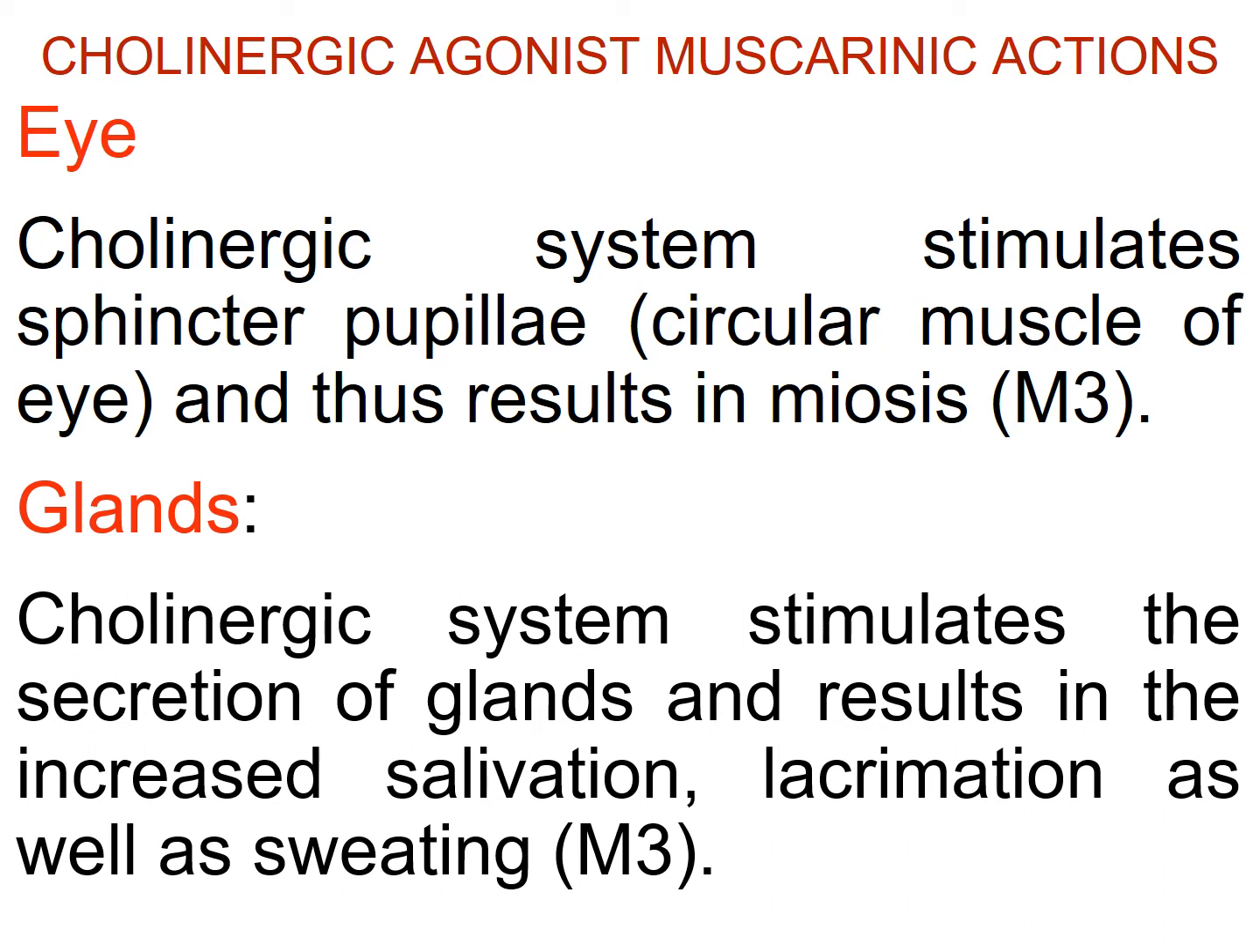On the glands, the cholinergic system causes an increase in secretion, that is, it stimulates the secretion of the different types of glands, which results in increased salivation, lacrimation and increased sweating through the M3 subtype of receptors.